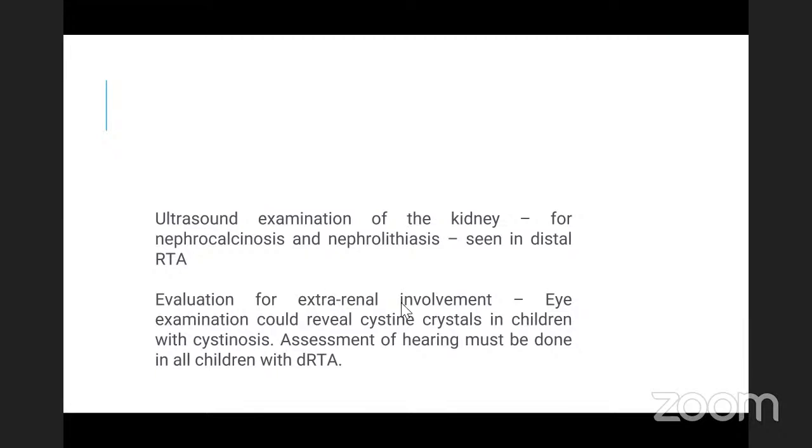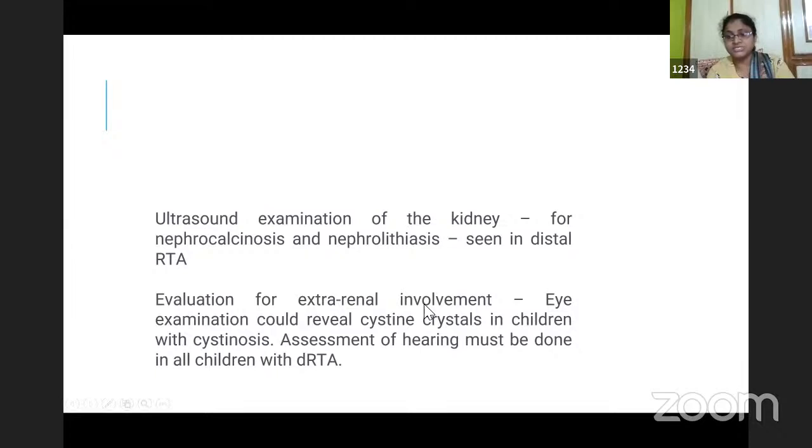And evaluation of extrarenal manifestations would help in identifying the etiologies, especially in proximal renal tubular diseases where there are multiple syndromes like cystinosis, Lowe syndrome. In cystinosis especially, the patients can have eye corneal deposits of the cystine crystals, and in Lowe syndrome, it's oculocerebral disease. There are multiple abnormalities.